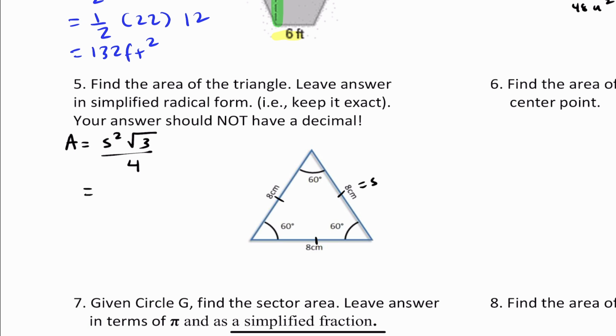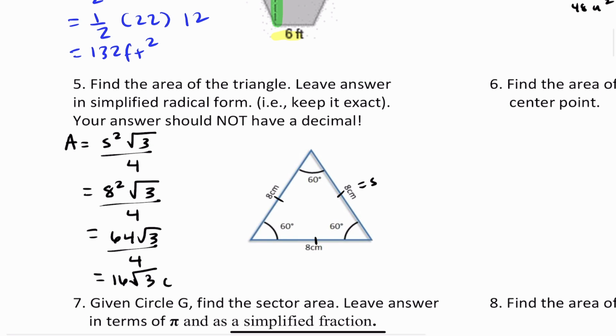So I can go ahead and say 8 squared root 3 all over 4, which becomes 64 root 3 over 4, okay? So now, look, I can cover up this root 3 and pay attention to the 64 divided by 4. 64 divided by 4 is 16, and then we slap on that root 3. So your answer is 16 times the square root of 3 centimeters squared. Okay, so that is how you keep it exact.